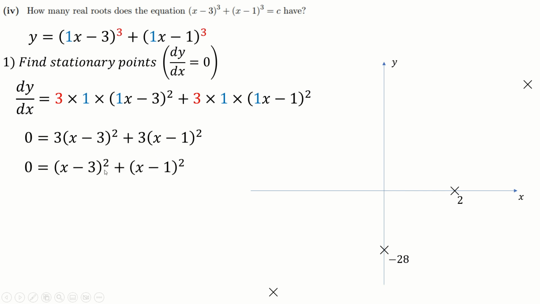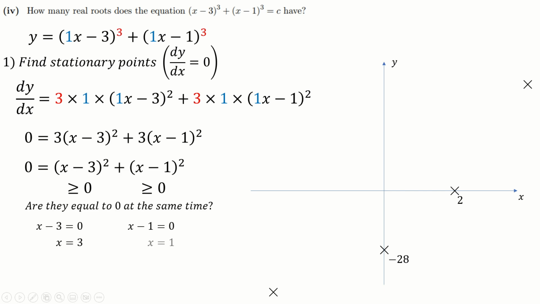So both of these are positive or 0. So to make 0, both of them have to be 0 at the same time. Are they both ever 0 at the same time? Well, of course not, because this one has to be 0 at x equals 3. This one has to be 0 at x equals 1, which is not the same time. So therefore, this is never equal to 0. No stationary points. So while it can curve a little bit, it can't ever go flat or turn.